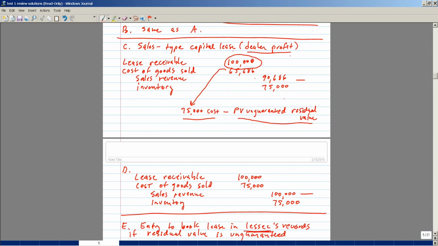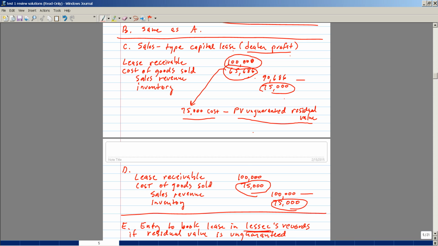Here, the debit of $100,000 is the present value of minimum lease payments, because in part D of the problem, the residual value is guaranteed. Because the residual value is guaranteed, that's considered a part of minimum lease payments. The credit to the inventory account's the same under both. The debit to cost of goods sold, though, differs.